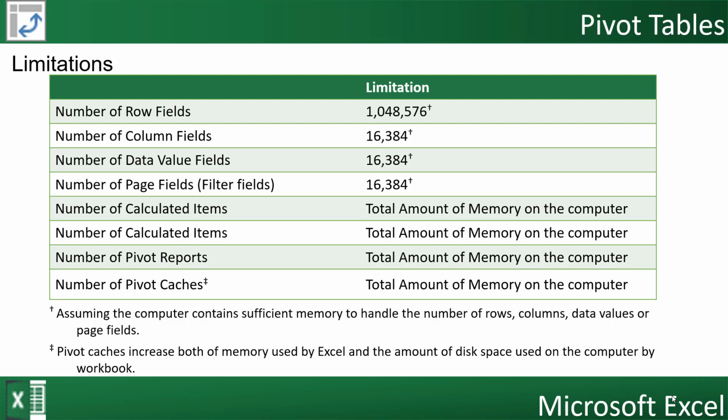If you're running the 32-bit version of Excel or the 32-bit version of Windows or 32-bit versions of both Excel and Windows, the amount of memory used for pivot tables and all other applications cannot exceed 4 gigabytes.